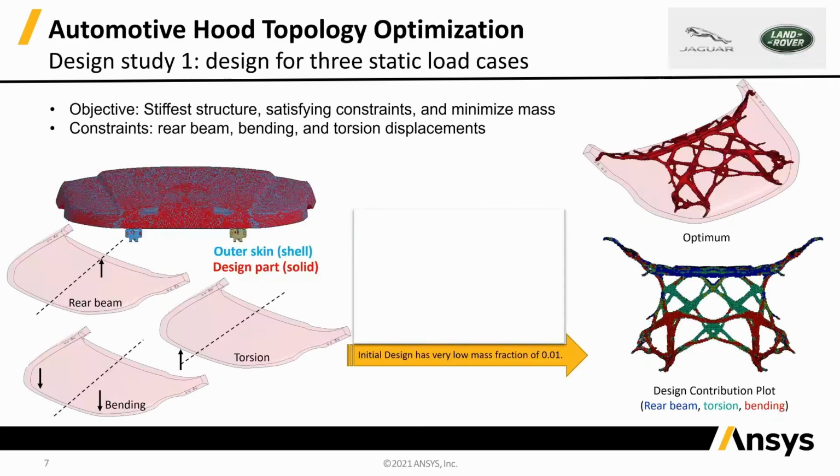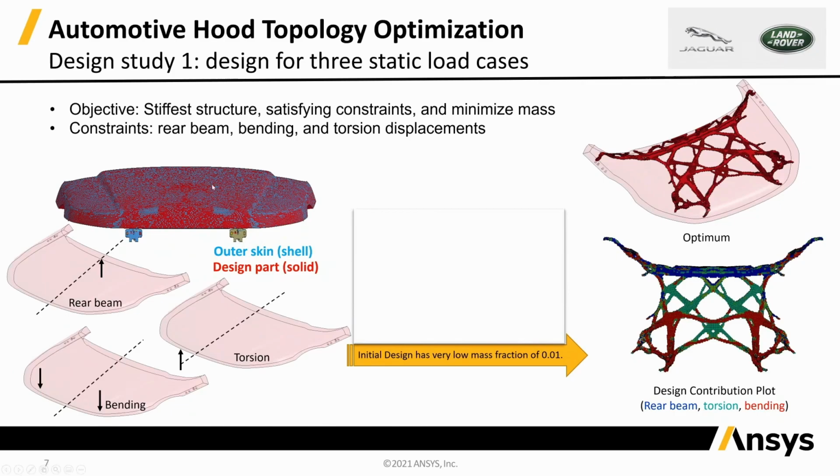Okay, so let's move on to what I think everybody actually wants to hear about, which is how we do this hood topology optimization. This is a study we got a couple of years ago from Jaguar Land Rover, but it seems to be important for all of the automotive customers. What I'm showing in the first slide is designing it for three static load cases. Let's start with the statics first.